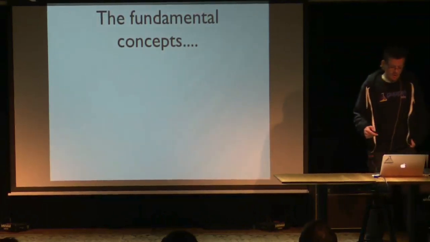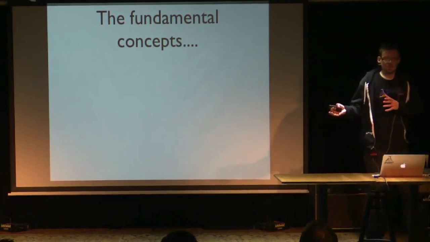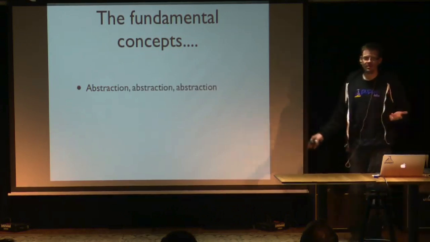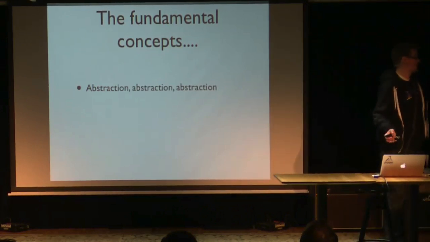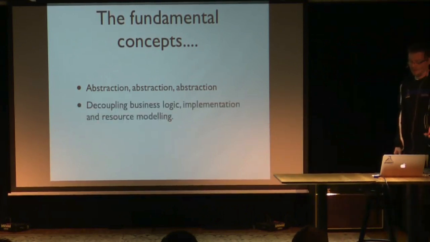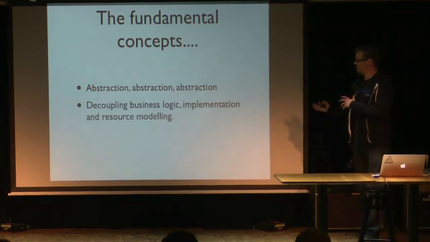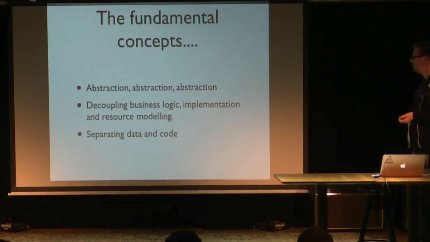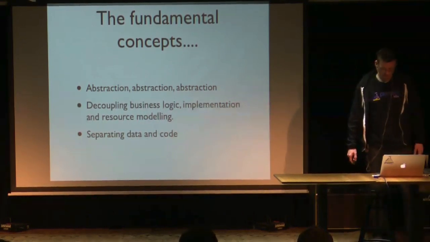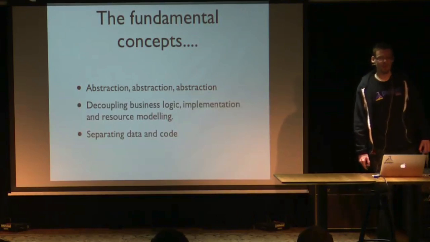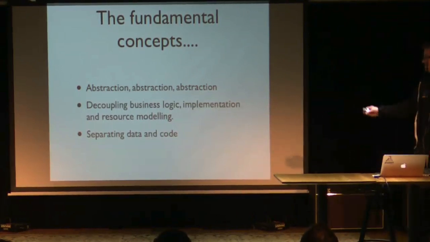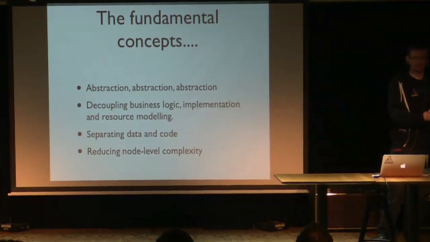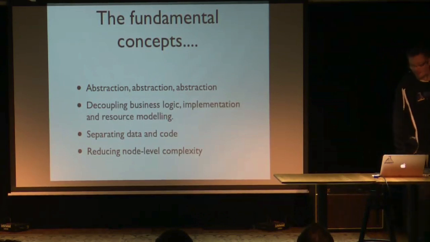So, no matter whether you adopt this kind of principle or make up one of your own, the fundamental concepts I was trying to convey are, first, abstraction. It really is just the key. It's why Puppet works, so there's no reason to deviate from that. Second, decoupling the business logic from our implementation and our resource modeling. That's really powerful for helping you get out of problems. Third, separating data from code. You're not going to meet many people in the community who have separated their data from their code and then thought that was a mistake and gone back to doing it the old way. Trust me. And finally, reducing node level complexity, so we don't have all that stuff in a node anymore.